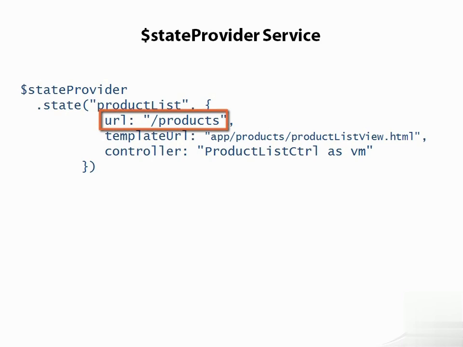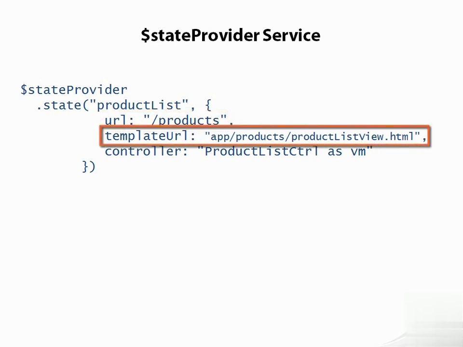By associating a URL with a state, you get deep linking. Deep linking reflects where the user is in the application. This ensures that the browser's forward and back buttons behave as expected, and the user can bookmark or email links to locations within the application. The templateUrl property defines the path to the HTML template containing the HTML elements for the view. This template is then displayed in the HTML element that contains the ui-view directive.